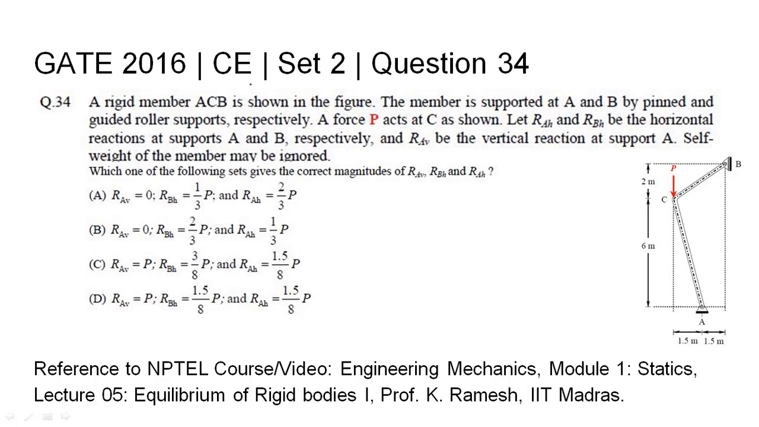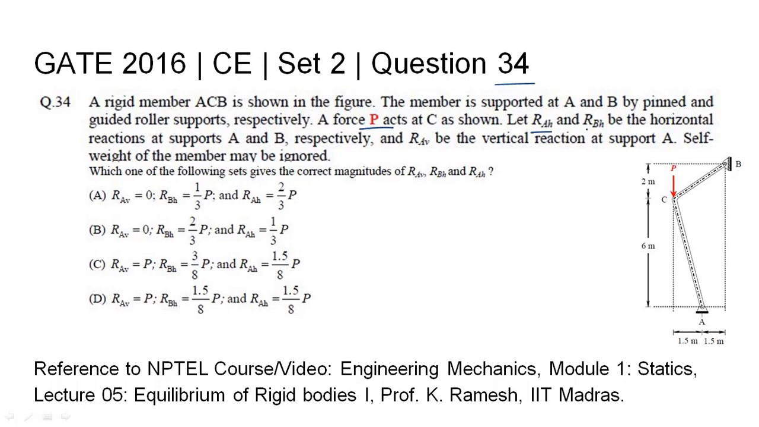GATE 2016 Civil Engineering Set 2 Question 34. A rigid member ACB is shown in the figure. The member is supported at A and B by pinned and guided roller supports respectively. A force P acts at C as shown.